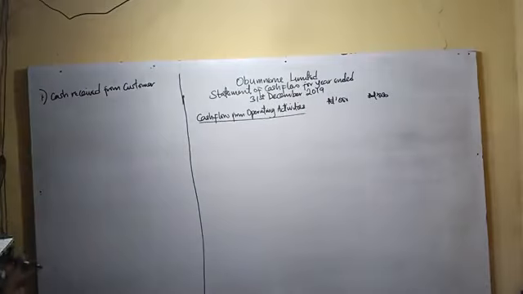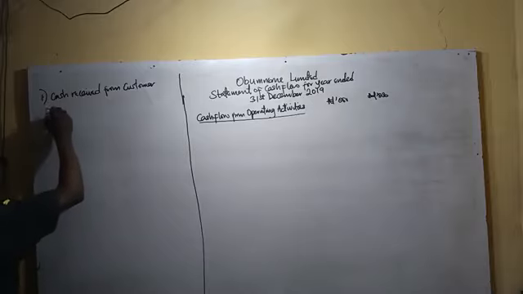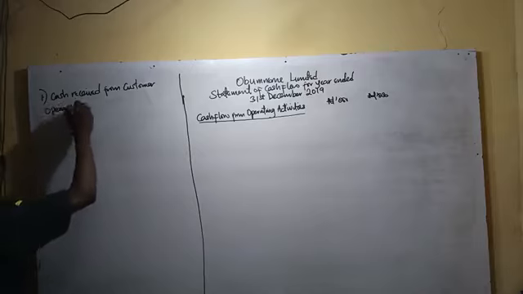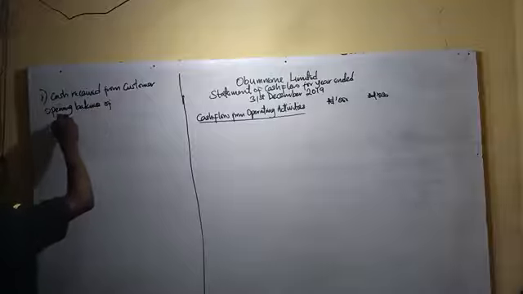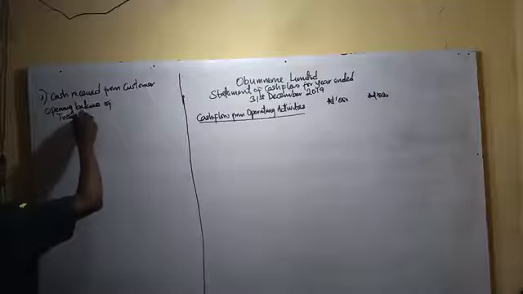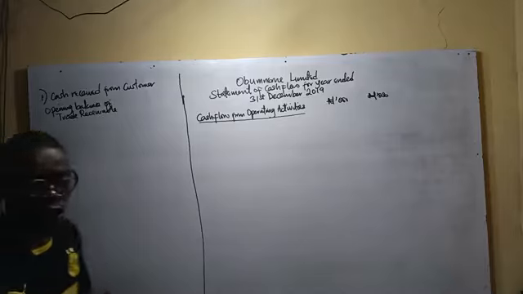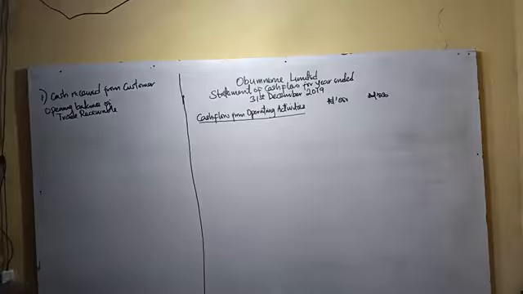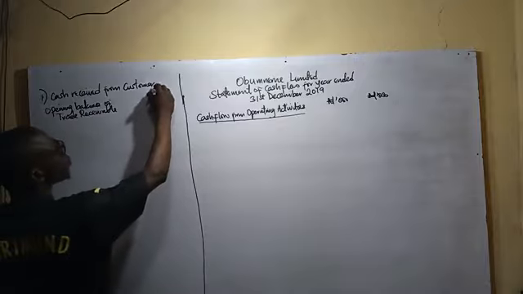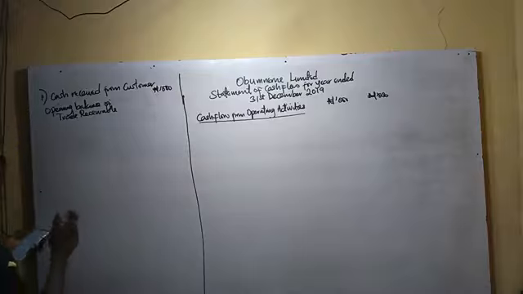So what's your opening balance of your trade receivables? Your trade receivables is in your statement of financial position. So what's the opening balance? That means the 2018 balance. That's 160,000. 160,000 is your opening balance.